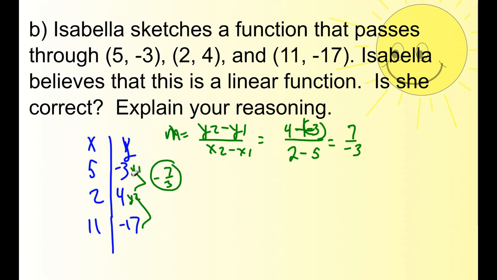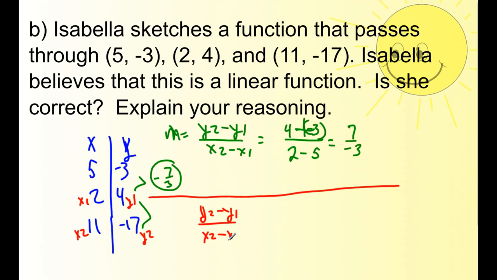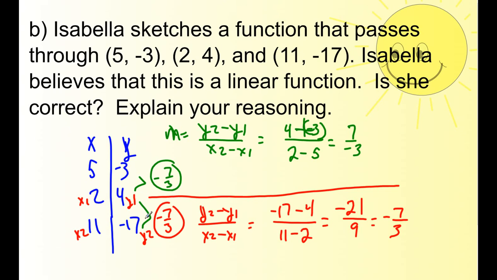Okay, let's erase them to eliminate any confusion. Now when I use these 2 points, x1, y1, x2, y2, same formula, y2 minus y1 over x2 minus x1 gives me -17 minus 4 over 11 minus 2. Oh gosh, let's see. That's a -21 over 9. And if we simplify, you can divide top and bottom both by 3, that gives me -7 over 3. Huh, we got the same slope. So here we got a slope of -7/3, there we got a slope of -7/3, which means this is linear.